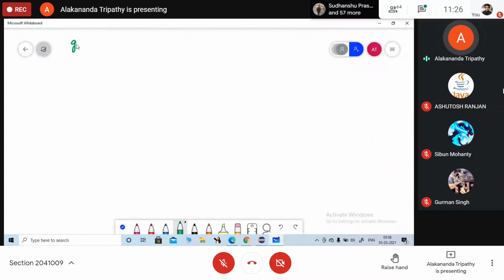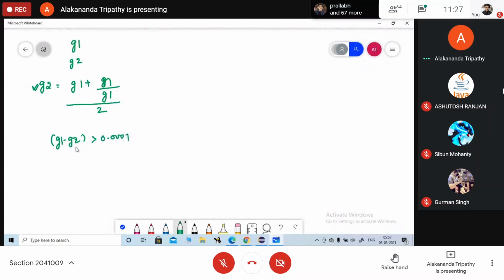Here we have two values. One is G1. We are going to use another number is G2. We are repetitively computing the value of G2 is equals to G1 plus n by G1 whole divided by 2. This process will be repeated until and unless G1 minus G2 is greater than 0.001. Okay, and here G1 will be initialized with which value? G2.